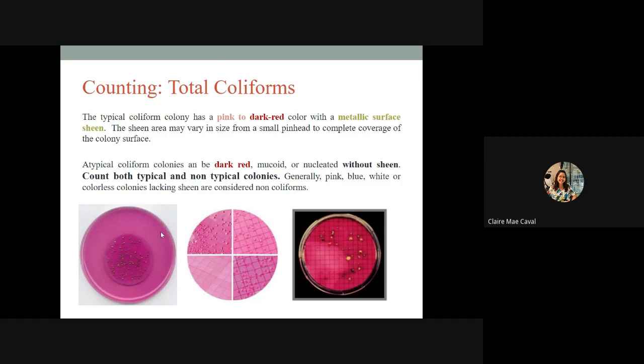For total coliforms, after incubation, you count only the pink to dark red colonies. It could be with the metallic surface sheen or without the metallic surface sheen. So count both typical and atypical colonies, because typical colonies are the pink to dark red with metallic surface sheen, while atypical colonies are the dark red without the greenish metallic sheen. So, you count the pink to dark red colonies. The cream-colored or colorless colonies are considered non-coliforms. Do not count them either.